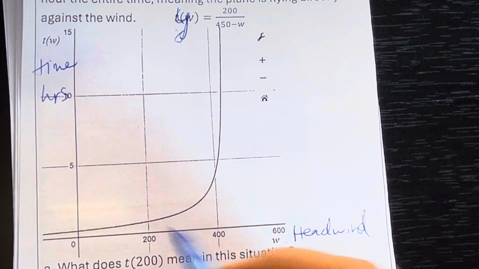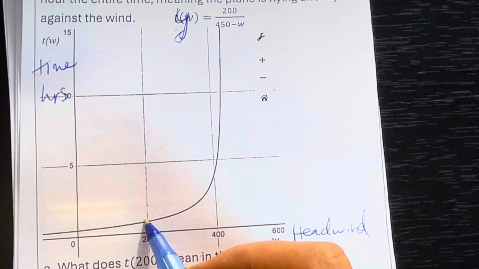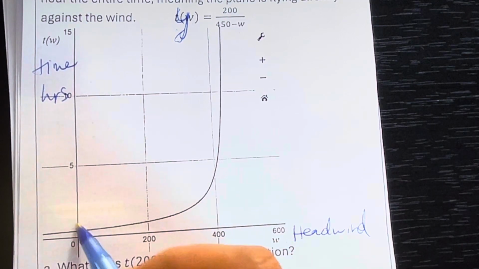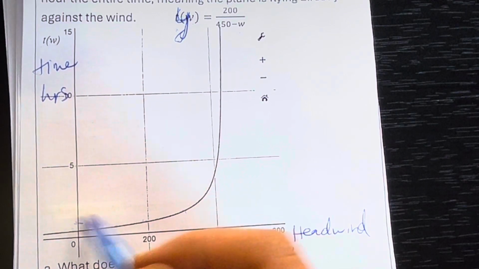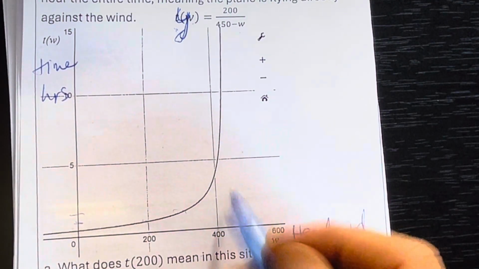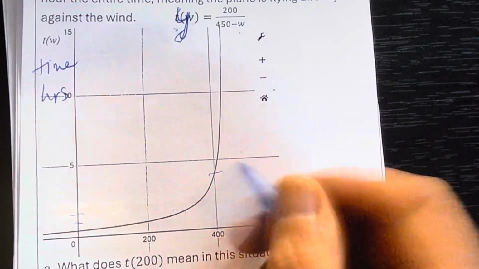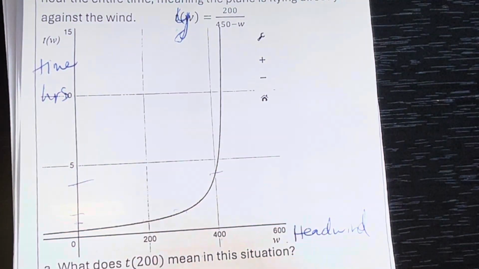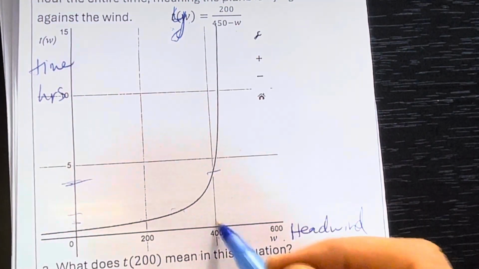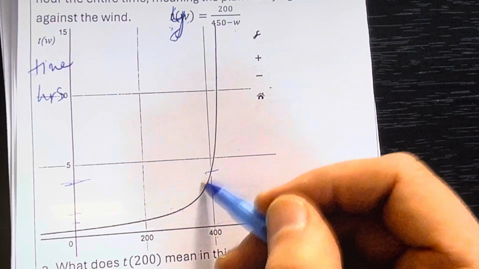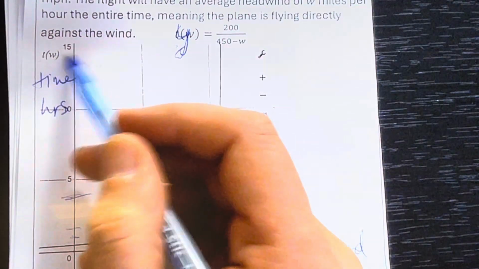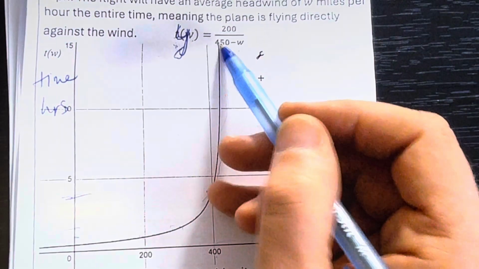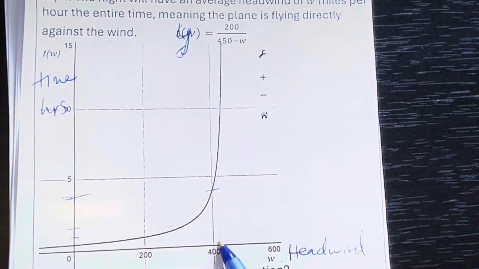But if there's a 200-mile-an-hour headwind, then the flight takes longer. If the headwind is 300 miles an hour, the flight takes longer. If the headwind is 400 miles an hour, the flight takes longer. And if the wind gets strong enough, the flight takes a really long time. This would represent a 15-hour flight up here if the headwind is this strong.